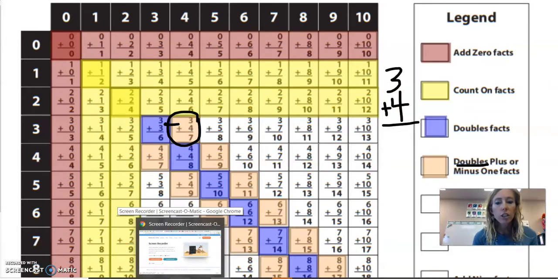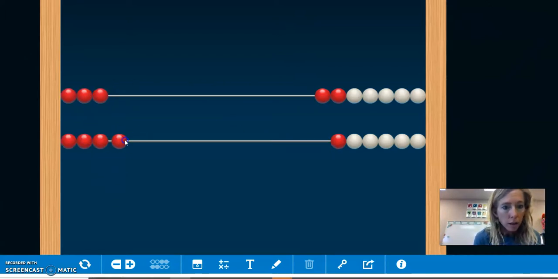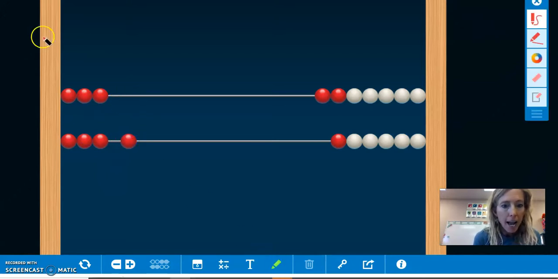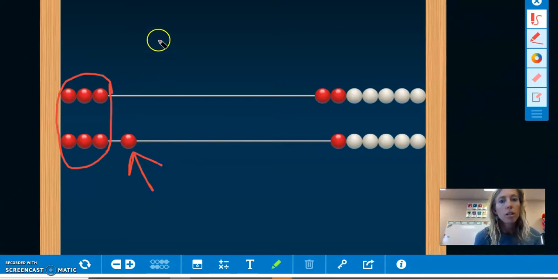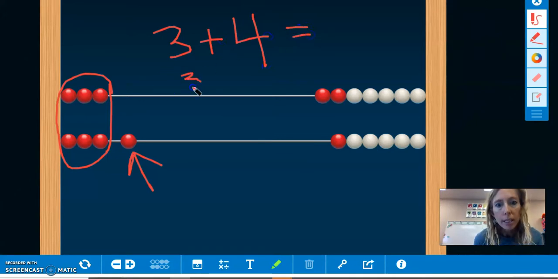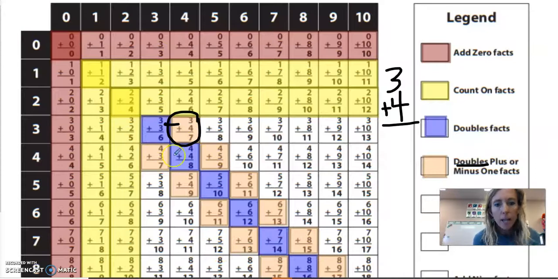All right, so let's take a look at the number rack and put a 3 and put a 4. So 3 plus 4. Well, look at this. If I just scoot this one over, I have my double going on right here, right? So it's really 3 and 3 and 1 more. So 3 plus 4, I can think in my head, well, 3 plus 3 is 6. So 3 plus 4 would be 1 more. 1 more than 6 is 7. So I can use my doubles facts to help me with these other facts.